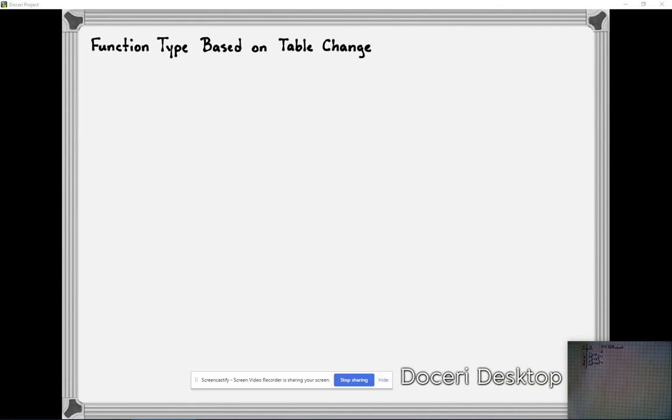Function types based on table change. We already kind of talked about this, but go ahead and write this down. This is very good, clear notes. A linear function is when we notice that the growth is constant. In other words, the first differences are the same.